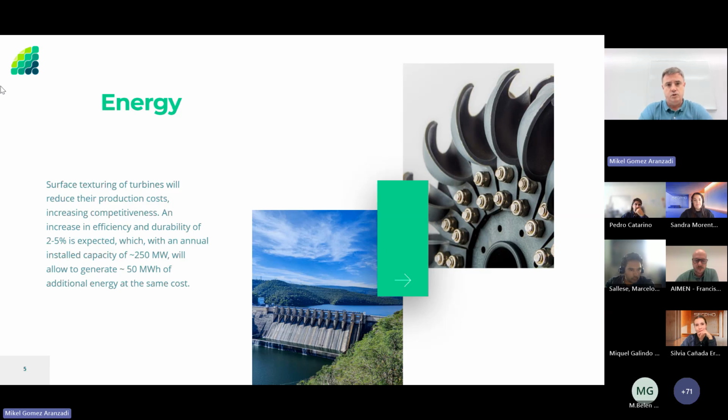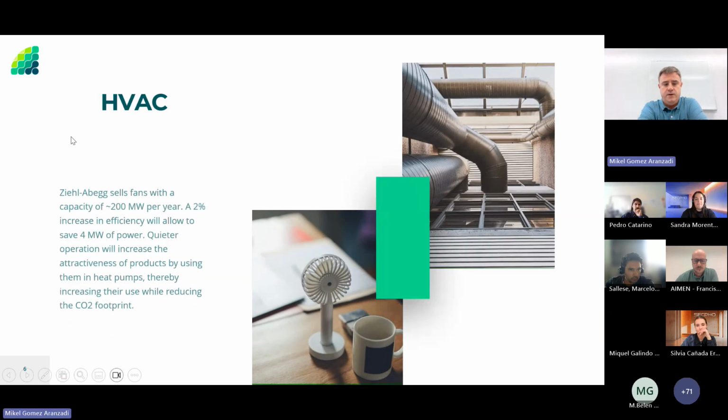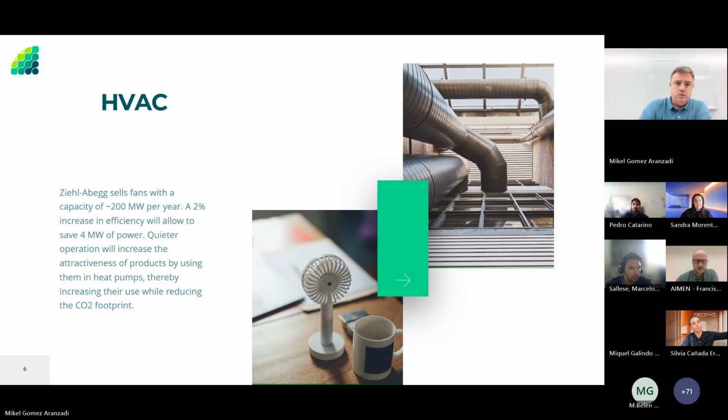In the case of the second demonstrator, that is the HVAC, in this case industrial fans, CLAB sells a capacity of 200 megawatts per year. So if we can increase efficiency by 2%, we could save 4 megawatts of power. And we know that energy is more and more an important factor these days. Also, the idea is to reduce the sound, because these fans are normally installed nearby populated areas, so it's more attractive, for example, to use them in heat pumps to increase the market share.